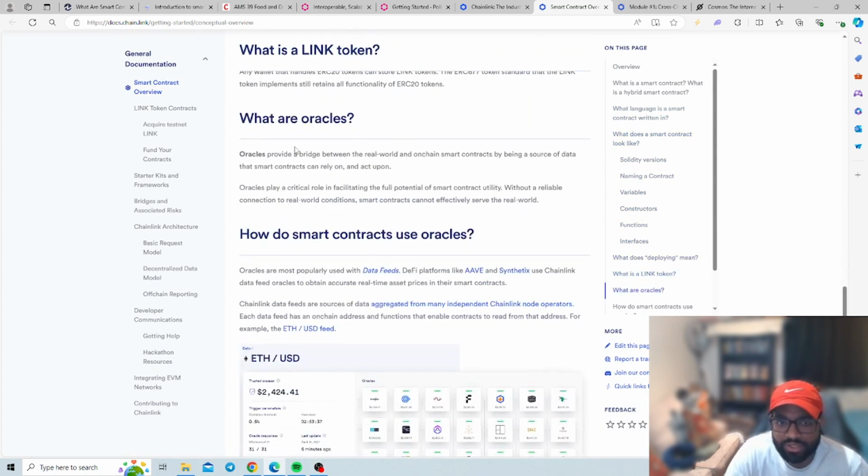So let's actually scroll down to here. This is a really important part. Oracles provide a bridge between the real world and on-chain smart contracts by being a source of data that smart contracts can rely and act upon. Oracles play a critical role in facilitating the full potential of smart contract utility. Without a reliable connection to real world conditions, smart contracts cannot effectively serve the real world.